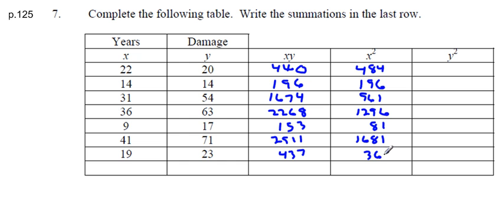Okay. Now, the last column, Y squared. It means take these Y values and square each of those. So in the first row, the Y value is 20. If we square that, we get 400. So each of these other Y values, we're going to square those and write what we get in this last column. So I'll take care of that as well.